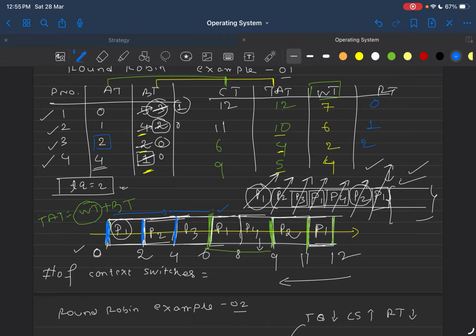Process P1 we have already calculated. Process P4, we are yet to calculate. When process P4 was scheduled for the first time, that is time t equal to 8, and it arrived at time t equal to 4, the difference, 8 minus 4, is 4.